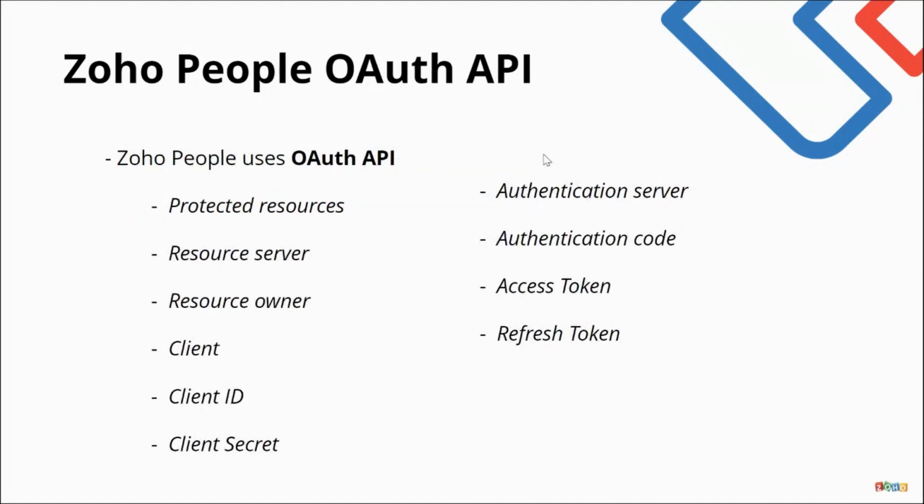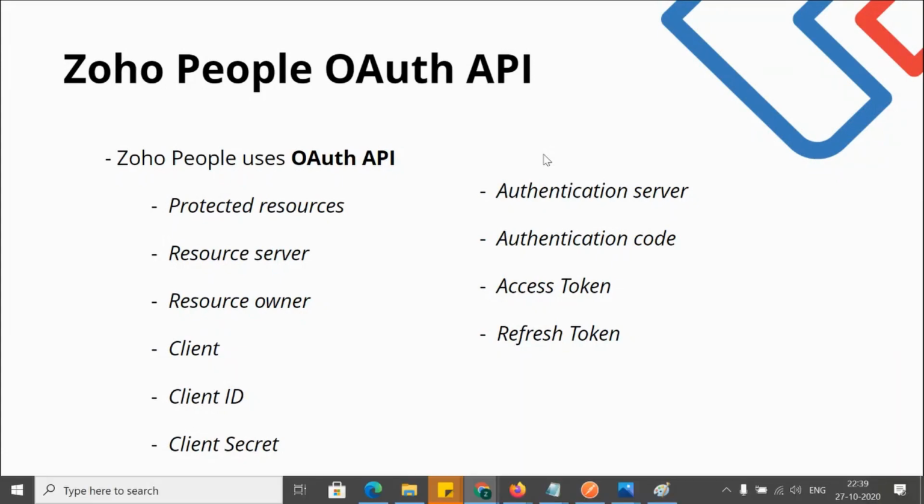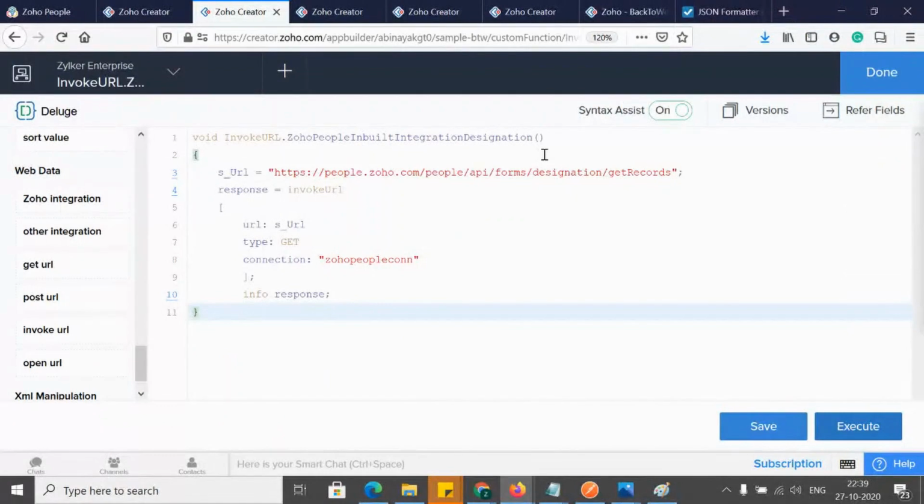So there are certain terminologies associated with Zoho People. We'll try to understand these terminologies. This is also available in the API documentation. So I'll take you to the documentation part now.